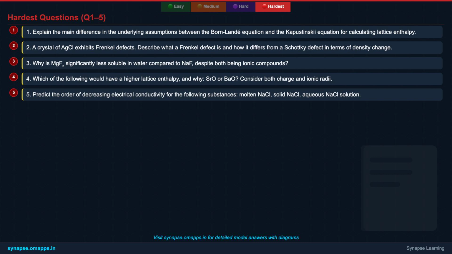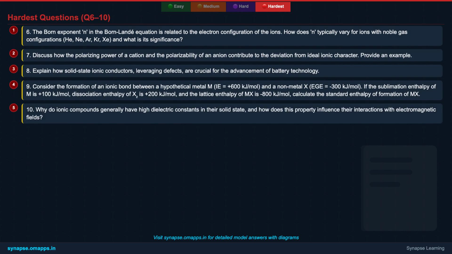Good luck! Let's continue to challenge your expertise with the next set of questions, 6 through 10. These questions will push your analytical abilities even further, requiring you to connect various concepts from thermodynamics, polarization, and real-world applications of ionic compounds. Think about the nuances of the Born exponent, the practical implications of defects in materials, and how different energy terms contribute to overall stability. These are designed to prepare you for competitive exams like GMAT. Take your time, be thorough, and strive for precision in your answers.